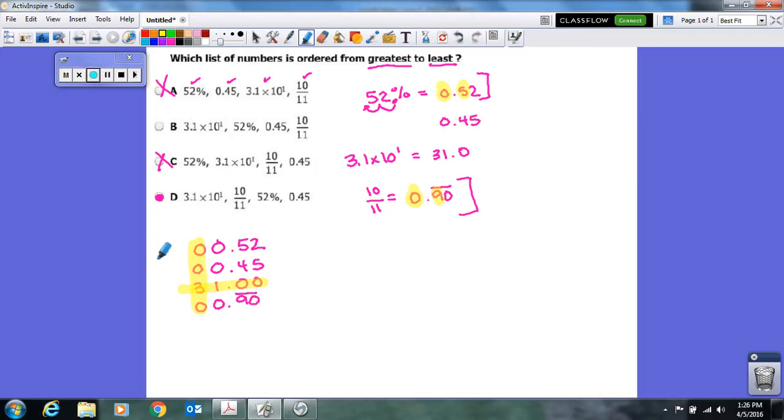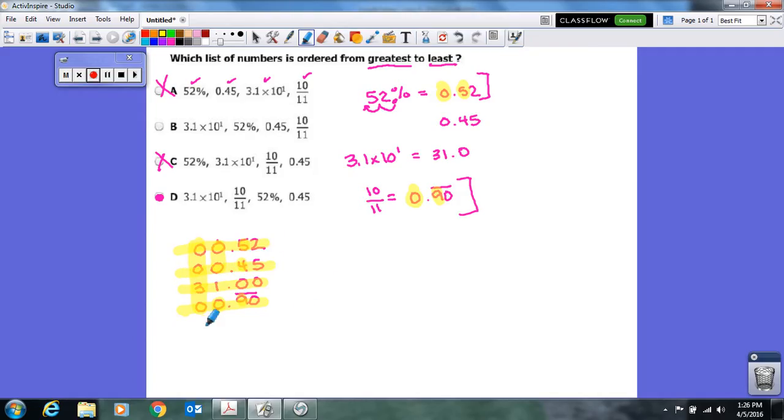When we continue working our way across the problem, in the ones place, the 3 remaining have 0, so they're sort of tied at this point. Then when we move to the right side of our decimal, we have a 5, a 4, and a 9. Clearly, 9 is the biggest value of those choices, so this would be our second biggest number. And then between the 5 and the 4, the one with the 5 would be the third biggest, and then this would be the smallest value.